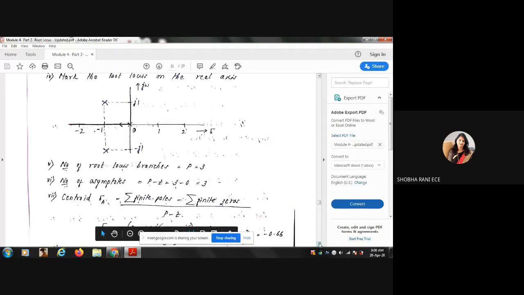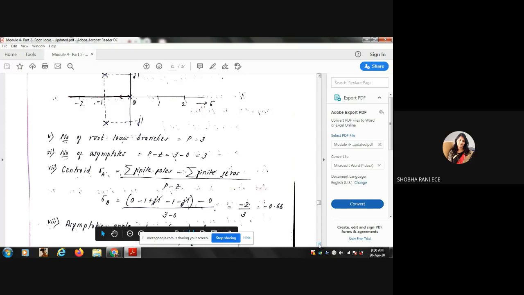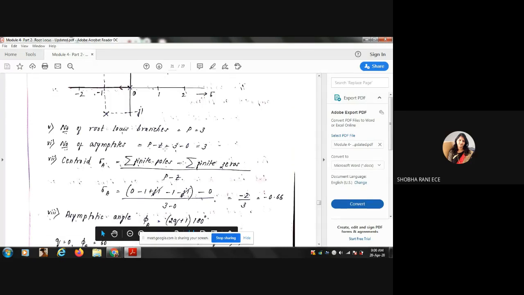Next, to find the centroid. Centroid is nothing but sigma A. Sigma A is the summation of finite poles minus the summation of finite zeros, divided by poles minus zeros. Where we have the poles, we have one pole at 0, one pole at -1 plus j1, and another pole at -1 minus j1, minus finite zeros. We don't have any zeros for this problem, so 0, divided by poles minus zeros, 3 minus 0.